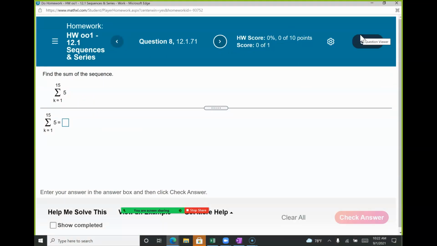So find the sum, right? So I'm going to use my formula for this. It's just 5 times what? 15, right? This is the sum of 5 15 times. 5 plus 5 plus 5, 15 times, so it's 5 times 15. 75. Yeah. This is the sum of the first k indices, right? So 1 plus 2 all the way up to 40. Yep, so 40, right? So we okay here?